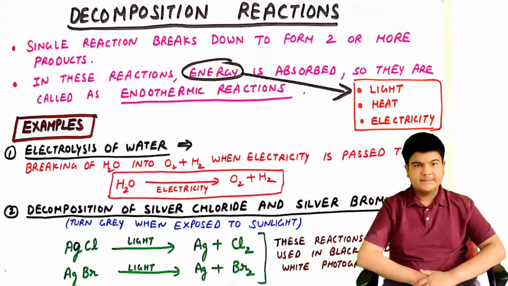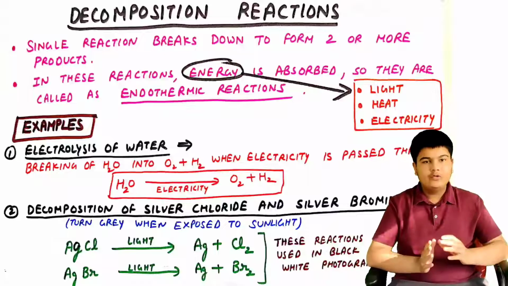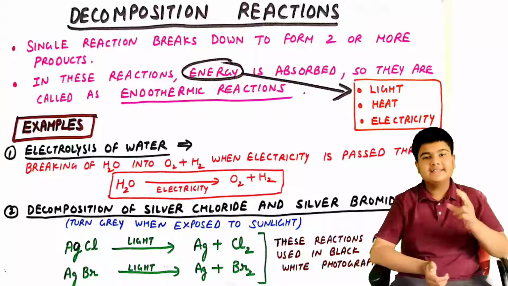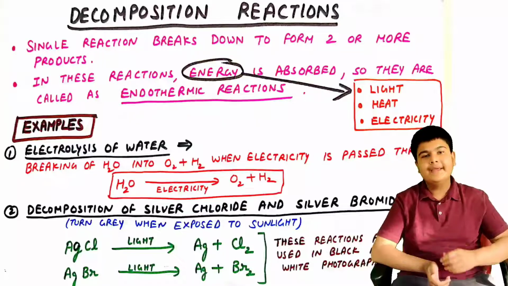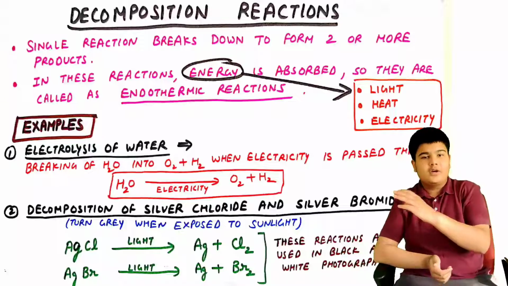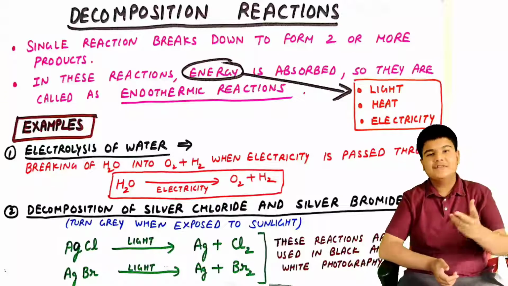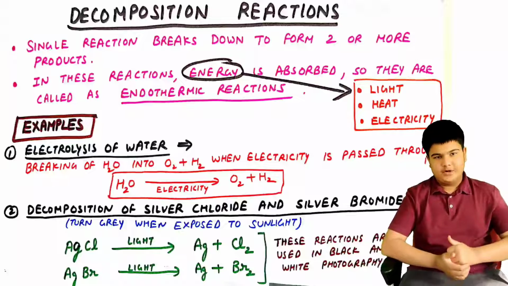Decomposition reactions. As the word decompose means to break down, in these reactions, a single reactant breaks down to form 2 or more products. So the symbolic form would be reactant is equal to product 1 plus product 2. Examples. Now let us discuss the examples of decomposition reactions. The first would be electrolysis of water.